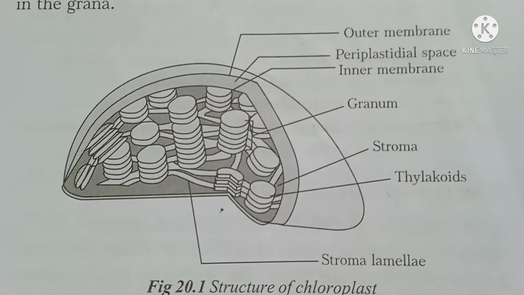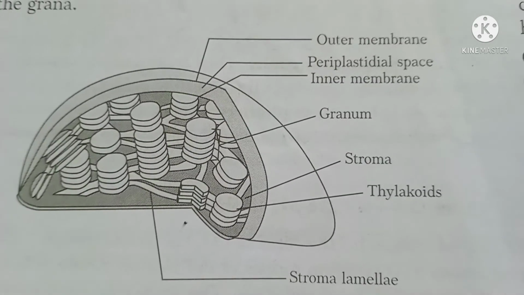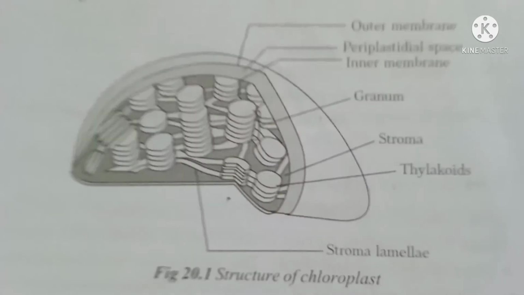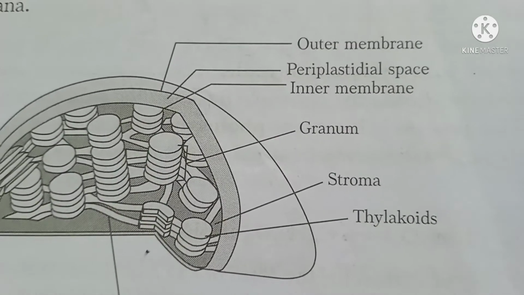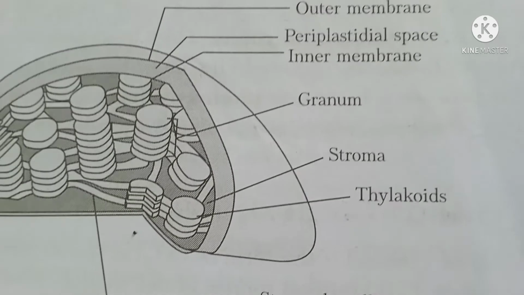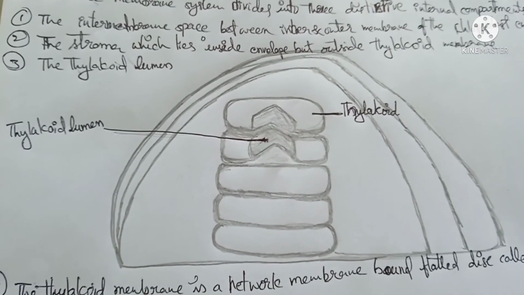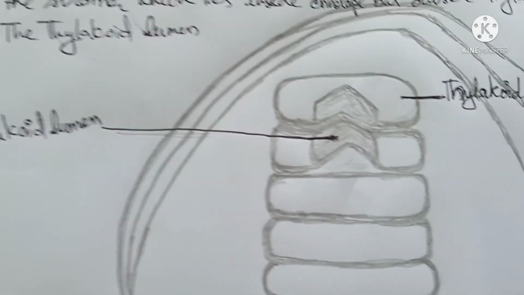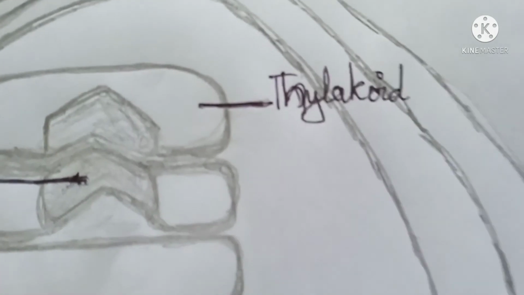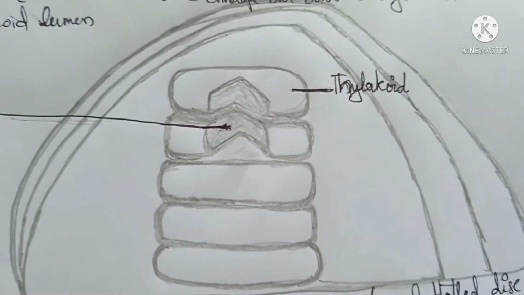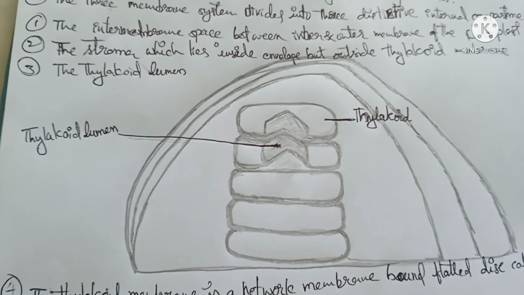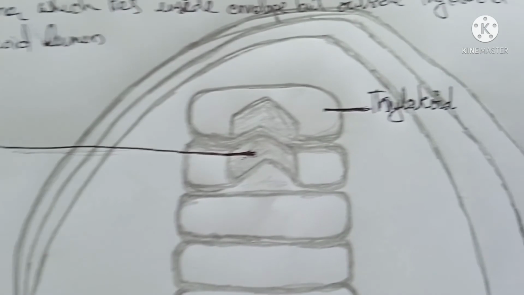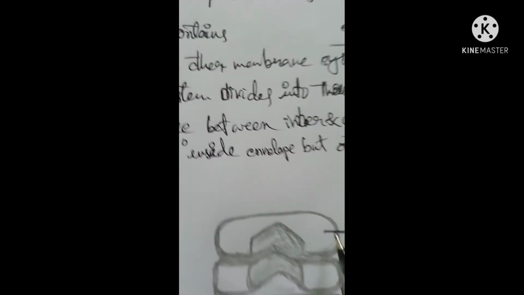The three membrane system divides the chloroplast into three distinct internal compartments. We can say: outer membrane, periplastidial space, and inner membrane. Simply, the intermembrane space between the inner and outer membrane of the chloroplast envelope, the stroma which lies inside the envelope but outside the thylakoid membrane, and the thylakoid lumen. The thylakoid membrane is a network of membrane-bound flattened discs called thylakoids, which are arranged in stacks called grana.